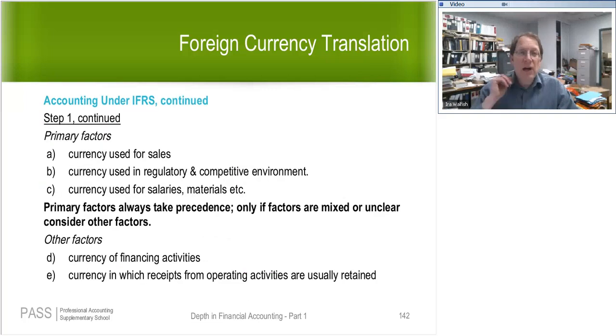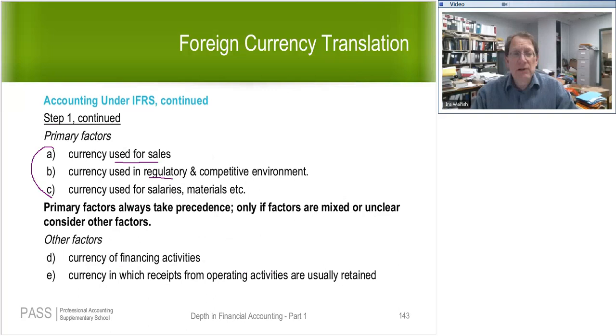Step number one, you figure out the functional currency and you look at these factors, and there's an order. Look at A, B, and C first. I don't care which comes first; all three are called primary factors. I want to know the currency of your sales. I want to know the regulatory and competitive environment. Usually A and B are the same. I want to know the salaries, materials, your expenses.